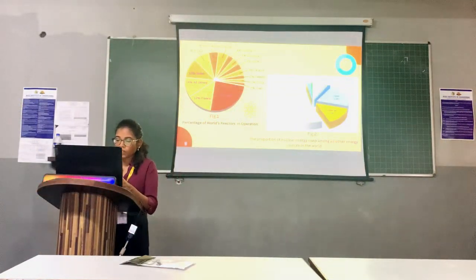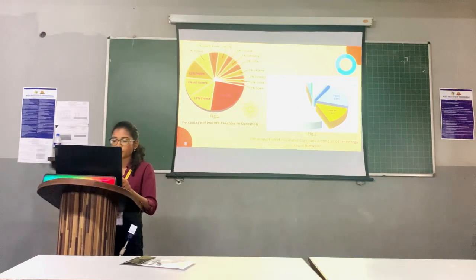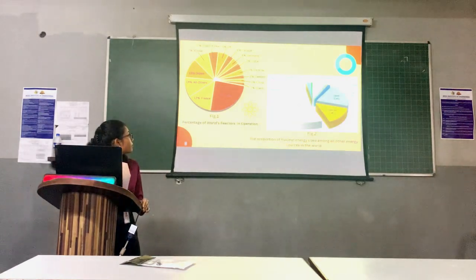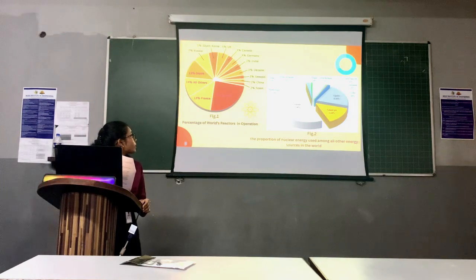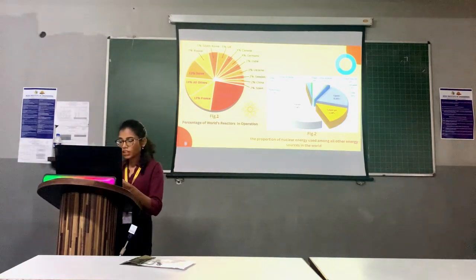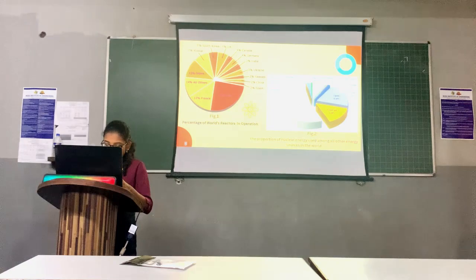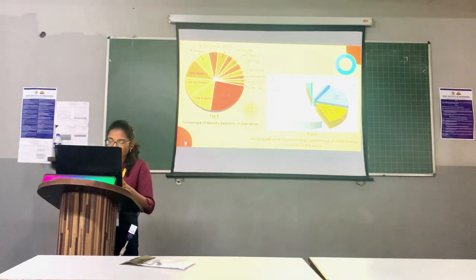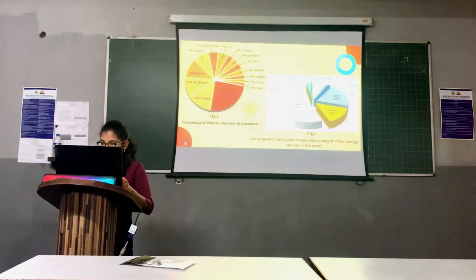Now, as you can see, the first chart, figure 1, shows the distribution of nuclear energy production in various countries of the world. 23% in USA, 13% in France, and 40% all others. In the second figure, the proportion of nuclear energy used among all the other energy sources in the world is presented.